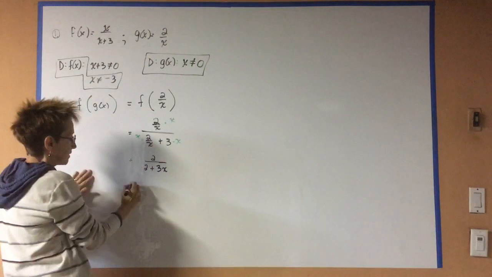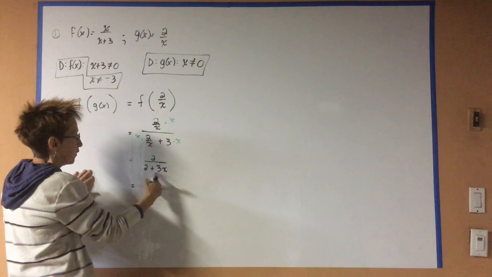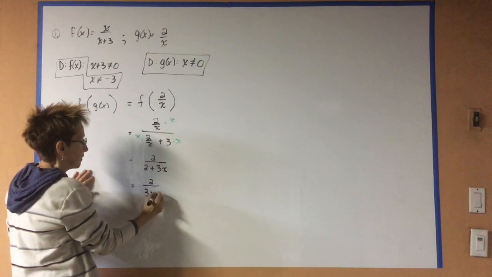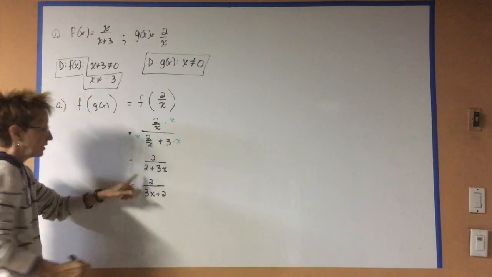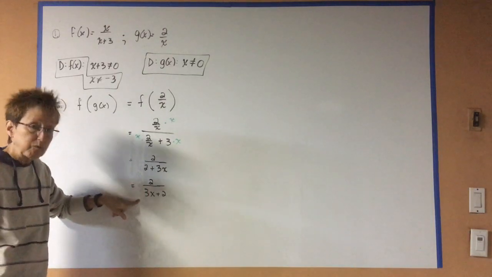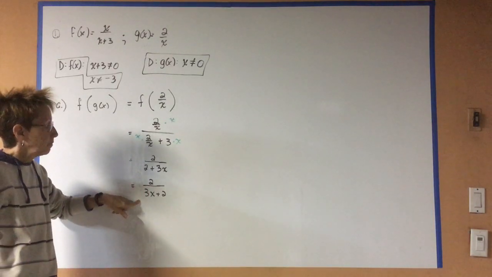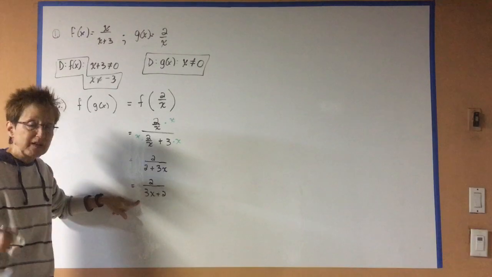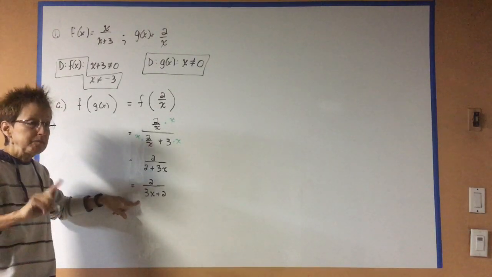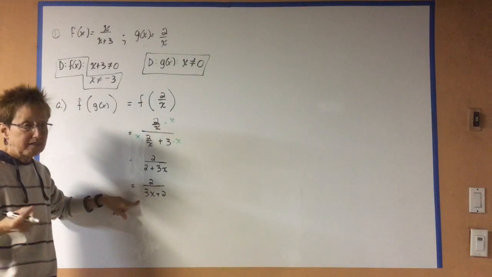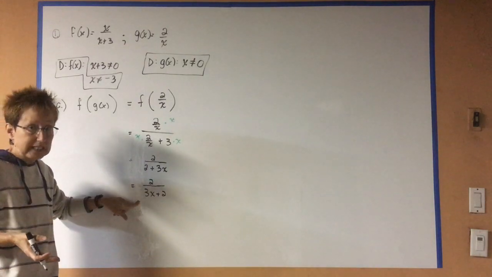I just don't like the way this looks, so I'm going to rewrite it as 2 over, and I'm going to put these terms in order, 3x plus 2. And now I'm going to try to simplify that simple fraction. The only way I can simplify this is to factor. If I can factor something in both the top and the bottom that's the same, then I can cancel them.